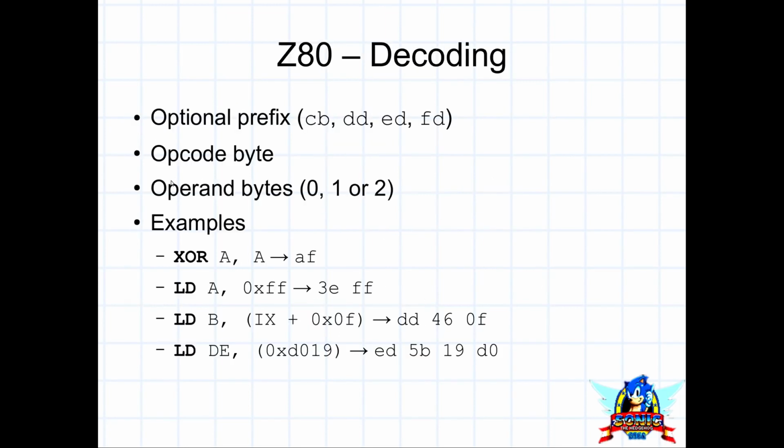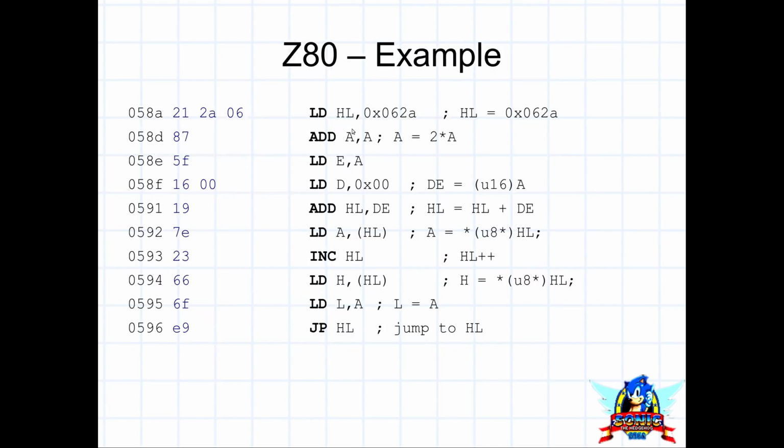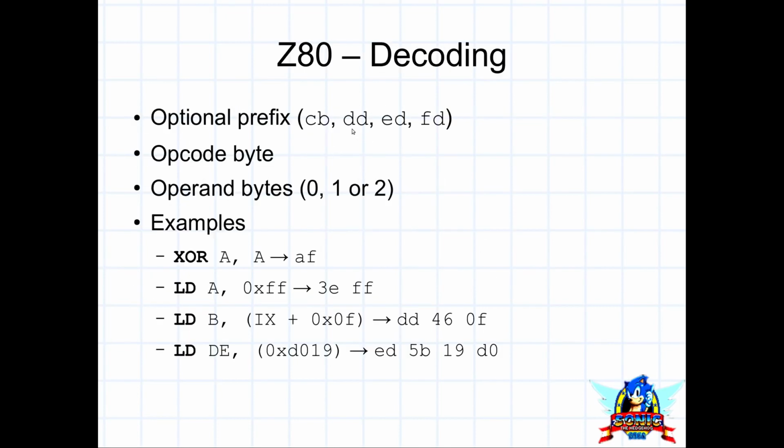So how do we decode that sequence of bytes? Well, the Z80 has an optional prefix, which I don't think was shown on the previous slide. No, there are no prefixes in this. That's not very useful. These prefix bytes here change the meaning of the following instruction. So we've got some examples down the bottom. We've got this optional prefix followed by a byte that explains what the opcode is doing. And then depending on what that opcode is, there's either 0, 1, or 2 following bytes that encode the operand.